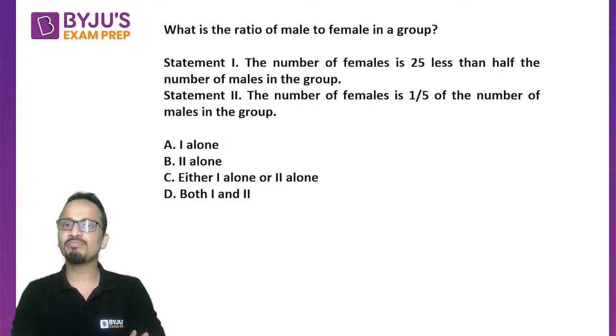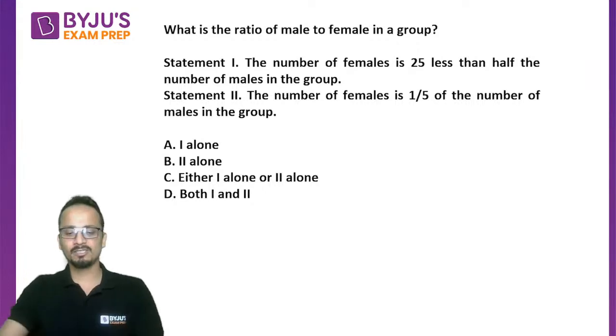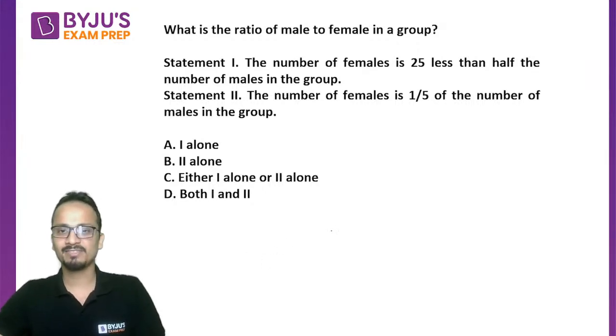Now, what is the ratio of male to female in a group? Statement number 1: the number of females is 25 less than half the number of males in the group. Statement number 2: the number of females is 1 by 5 of the number of males in the group. Quickly tell me, 30 seconds. It's an easy question.